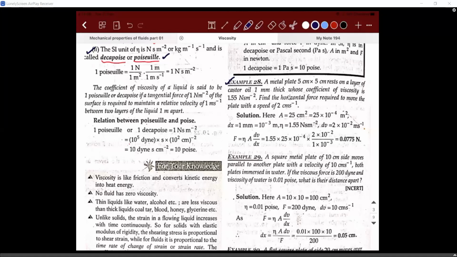Students on the other side, any doubt? Things are clear? Tell me. So 1 millimeter will be equal to 10 to the power minus 3 meter. Milli is 10 power minus 3.